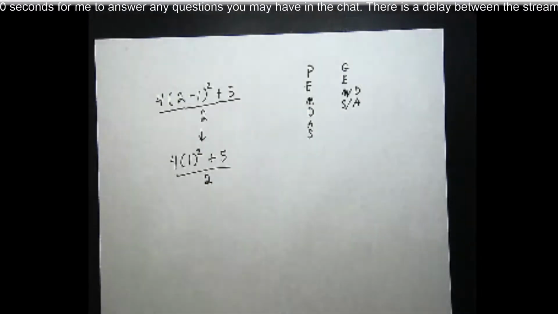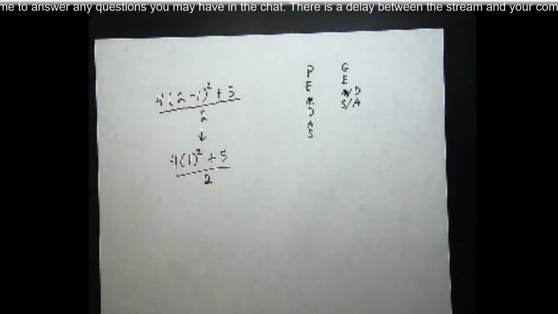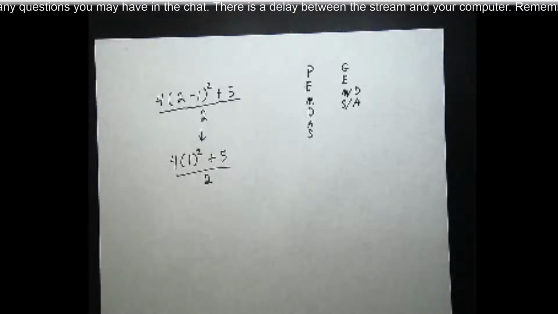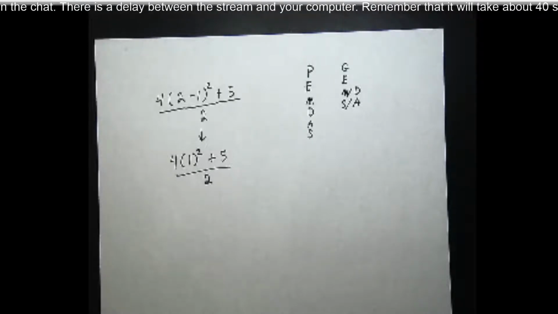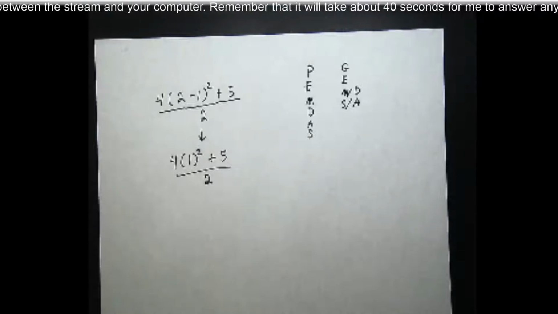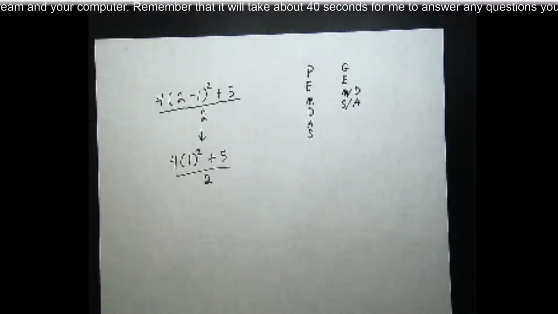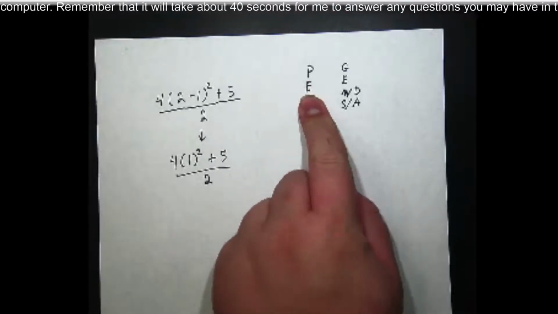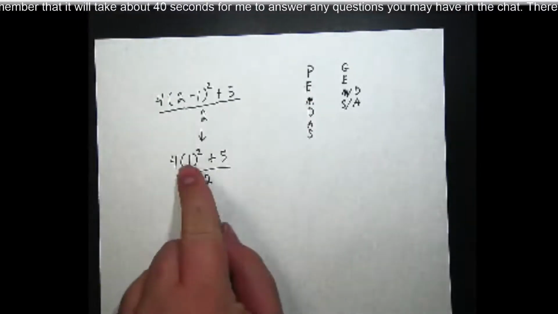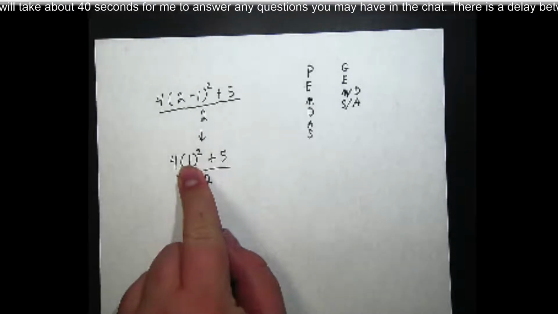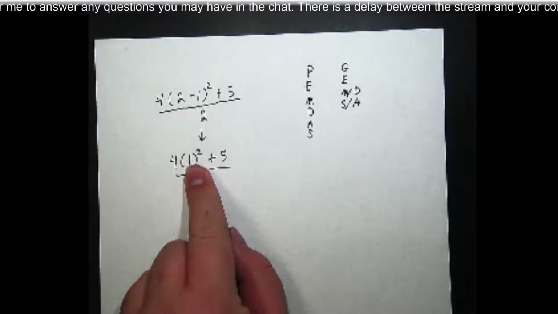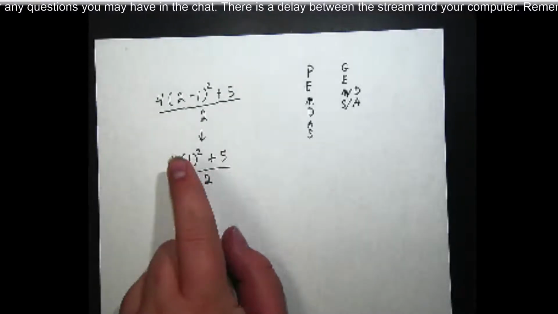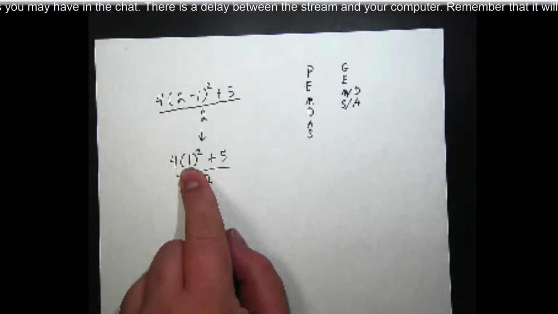Okay. So I have my new values down here, and I have 4 times, in parentheses, 1 squared, plus 5, all over 2. So now what I want to do is take my exponents. Now notice that I've left this 1 in parentheses. Technically for this one I didn't have to do that, but I'm going to keep it in parentheses because there are still things happening to this value in parentheses.